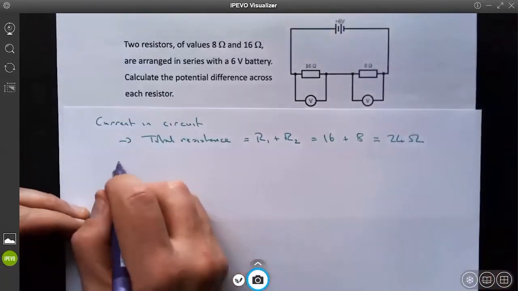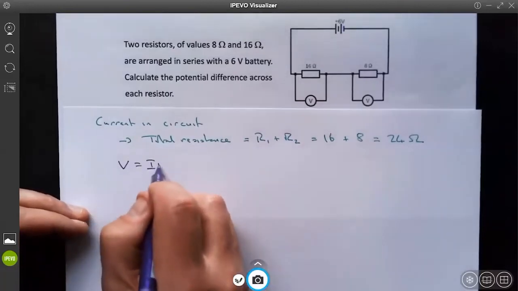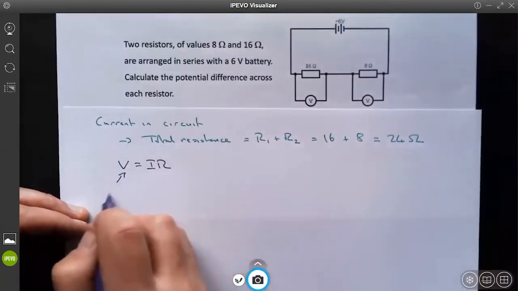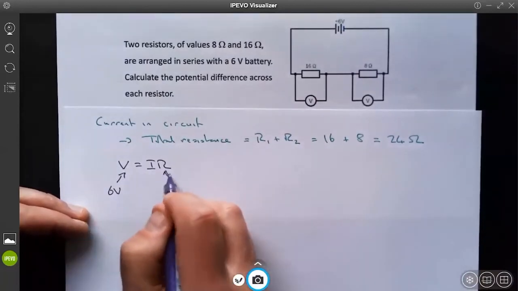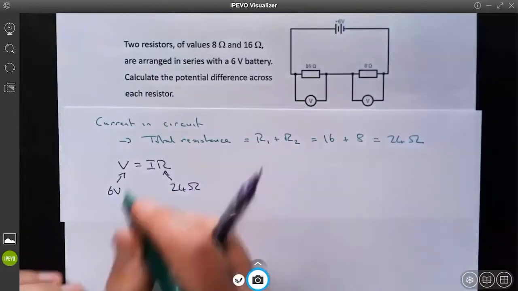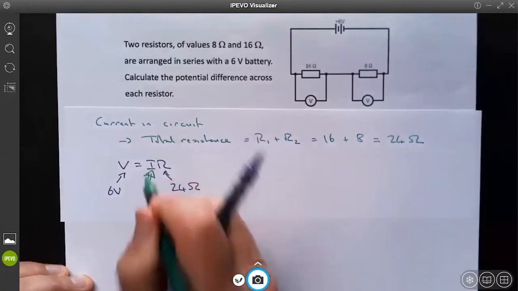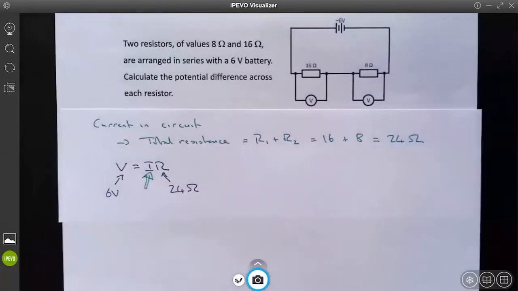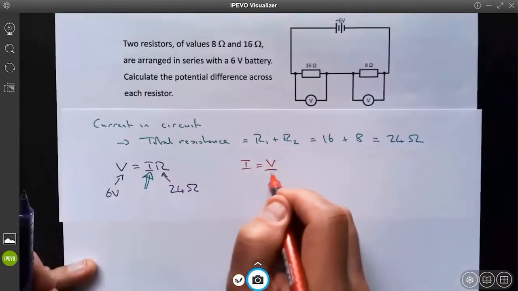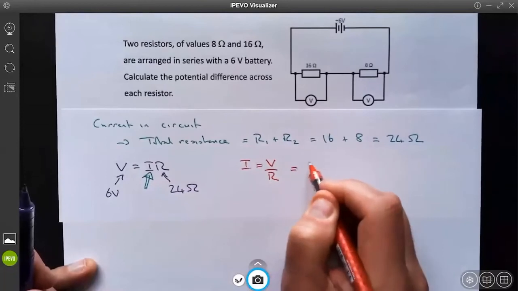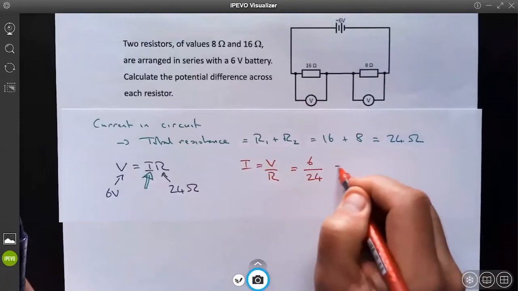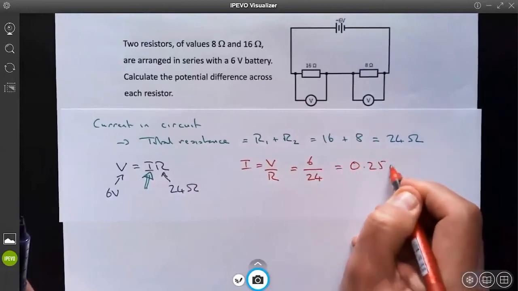So let's use V equals IR. We have the potential difference, which is 6 volts, and we have the resistance, which is 24 ohms. The thing that we're looking for is the current I. So let's make I the subject of that equation, and we get that I equals V over R. Substituting in values, we get 6 divided by 24, which is a current of 0.25 amps.